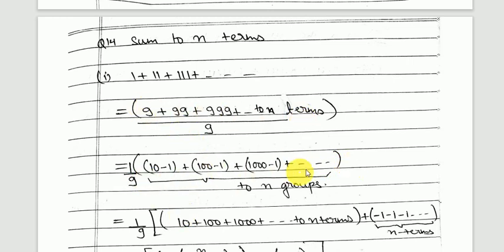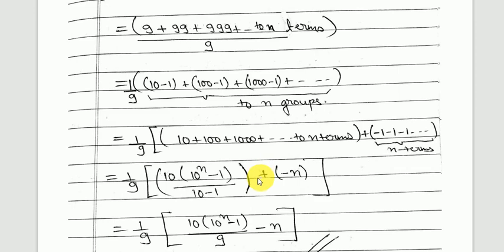So here we have n groups. Yes, we have got n such groups and 1 upon 9 here. Now open the bracket. Write all the terms that are multiples of 10 together, and the minus 1s all on one side.